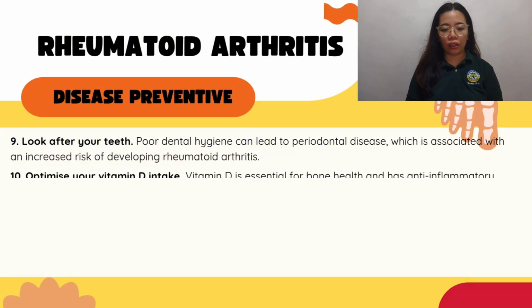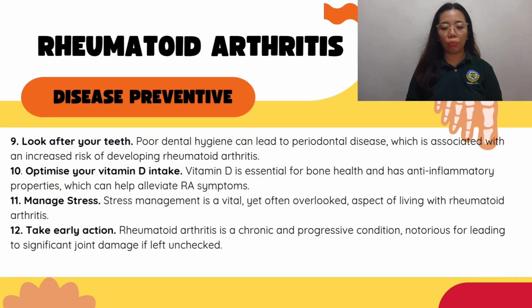Look after your teeth. Poor dental hygiene can lead to periodontal disease, which is associated with an increased risk of developing rheumatoid arthritis. Optimize vitamin D intake. Vitamin D is essential for bone health and has anti-inflammatory properties, which can help alleviate rheumatoid arthritis symptoms. Manage stress. Stress management is vital yet often overlooked. And lastly, take early action.